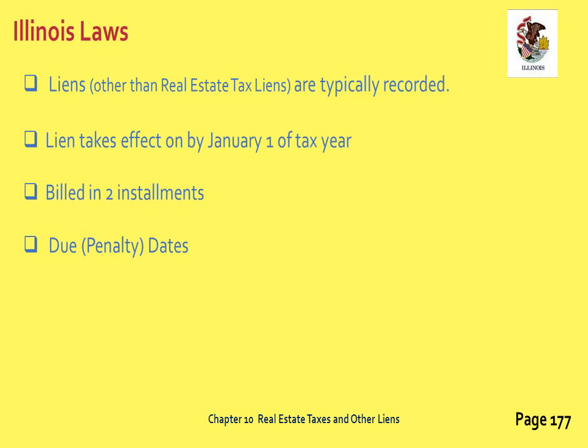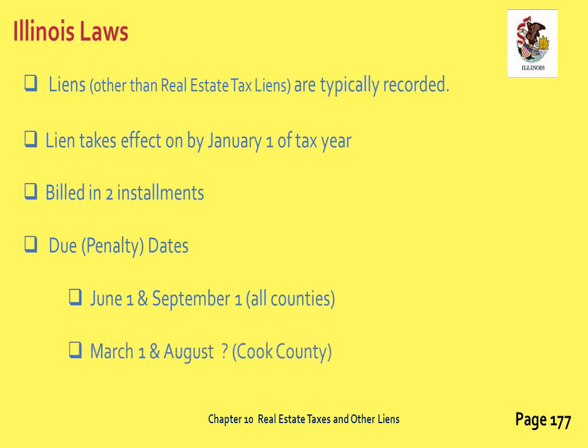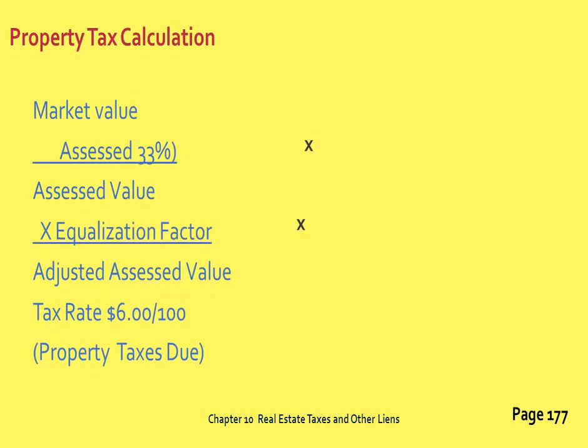Then we multiply this thing called an equalization factor. If we want to raise assessed value in a particular township of a county, we can multiply an equalization factor that's above 1. If we want to reduce the assessed value of property, then our equalization factor would be less than 1. So we can adjust our assessed values up or down by using this thing called an equalization factor.